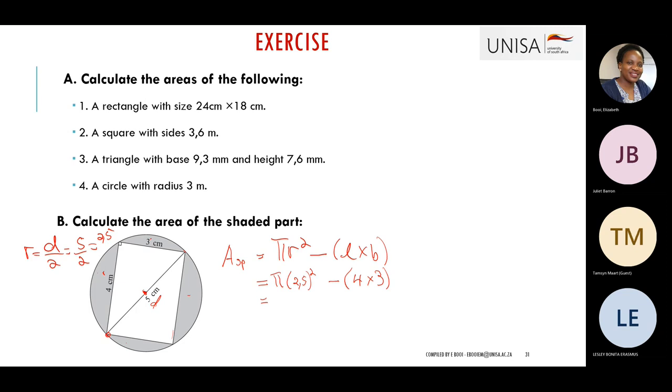2.5 squared times pi equals 19.63. And I'm going to subtract, say equals first, 2.5 squared times pi equals 19.63 minus, in brackets, 12. Actually, I should have just said 12 because 4 times 3 is 12, minus 12, and the answer we get is 7.63 centimeters squared. You must also remember the units, which are centimeters.